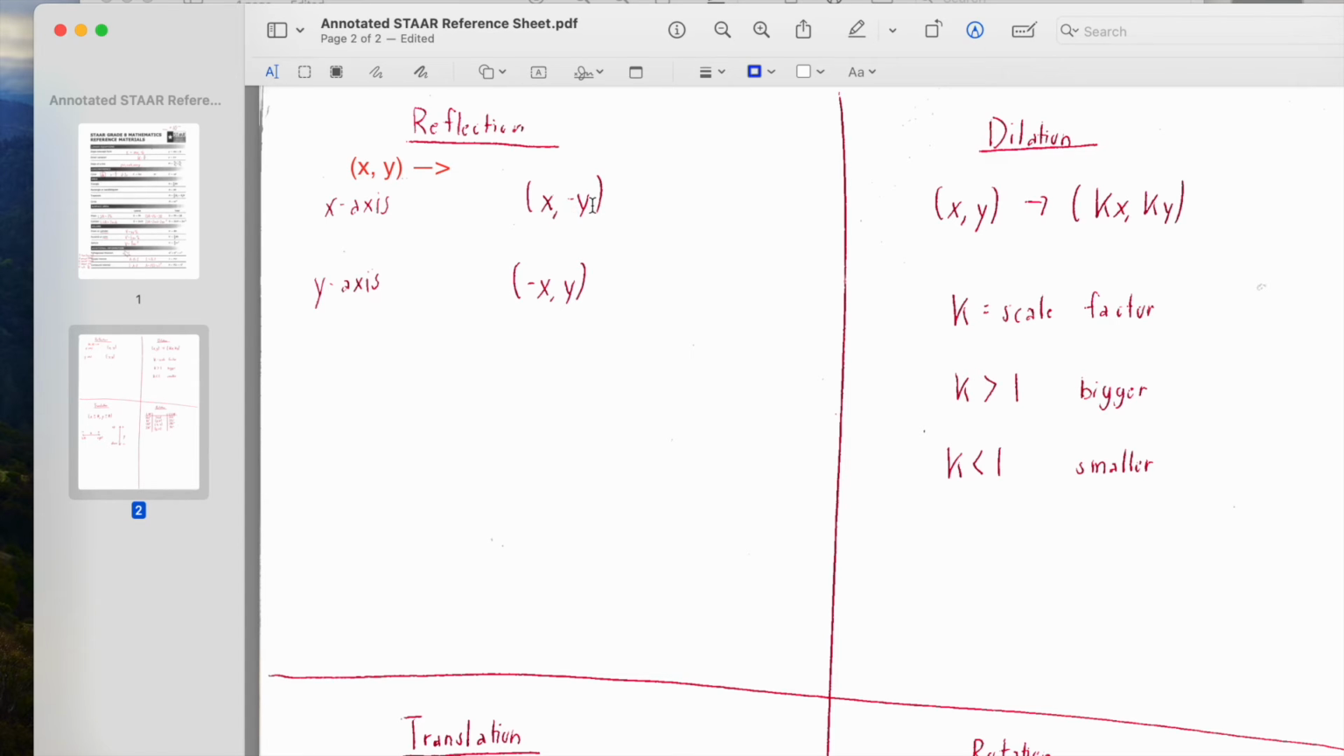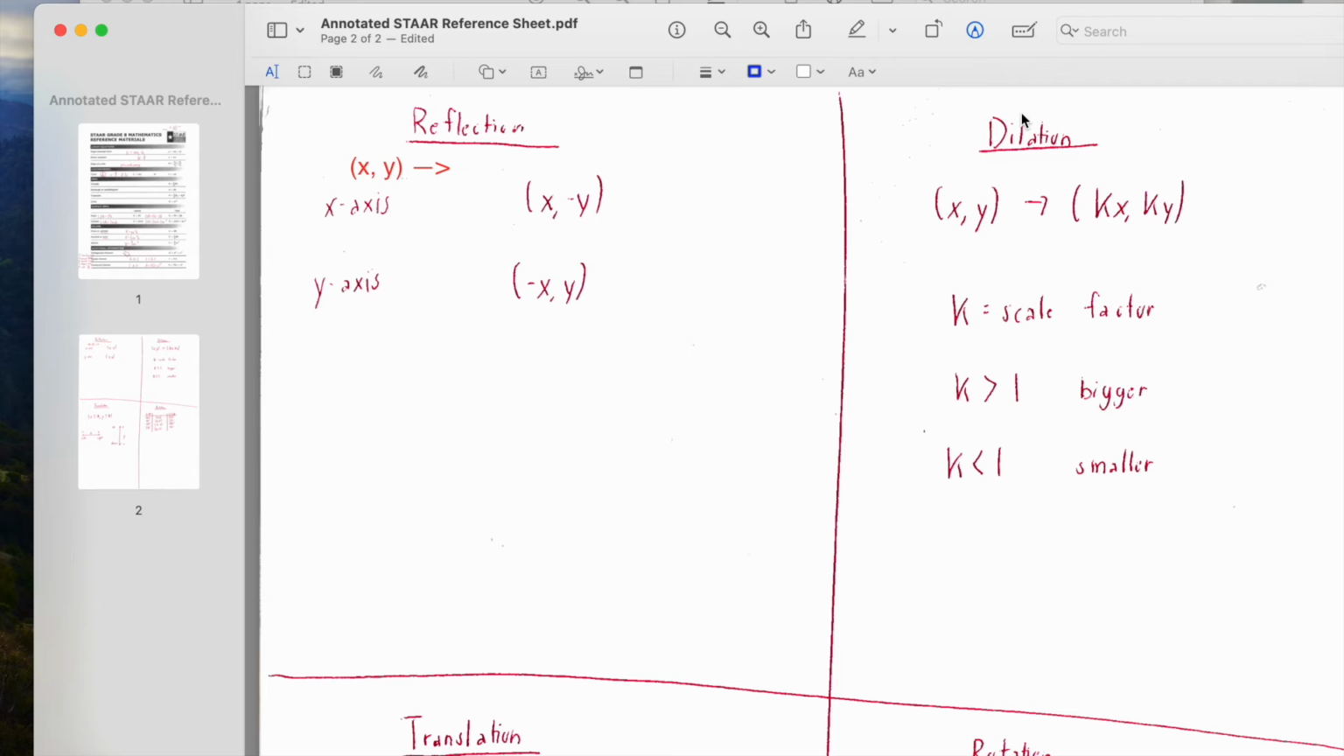So here it says negative y. But if our original y-coordinate was already negative, like negative 3, it would just become positive 3. Okay, so when a shape or a point is reflected across the y-axis, it's the y-coordinate that stays the same, and our x-coordinate is the one that changes sign, so it becomes negative.